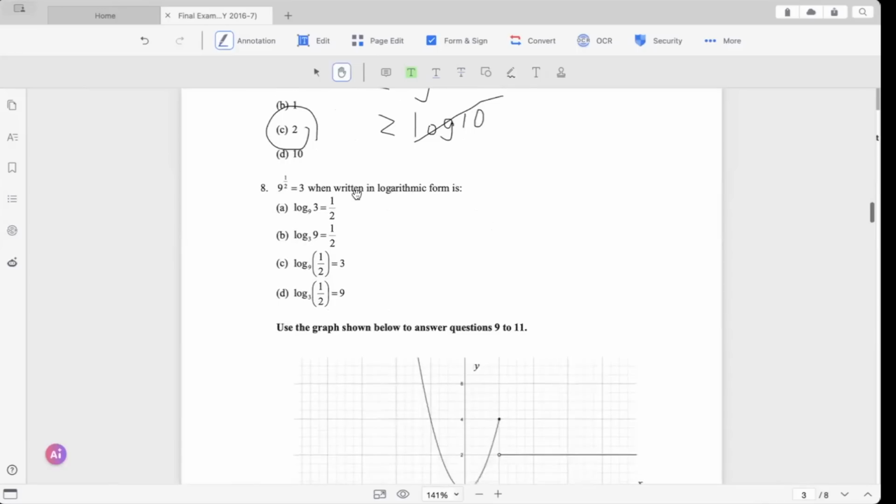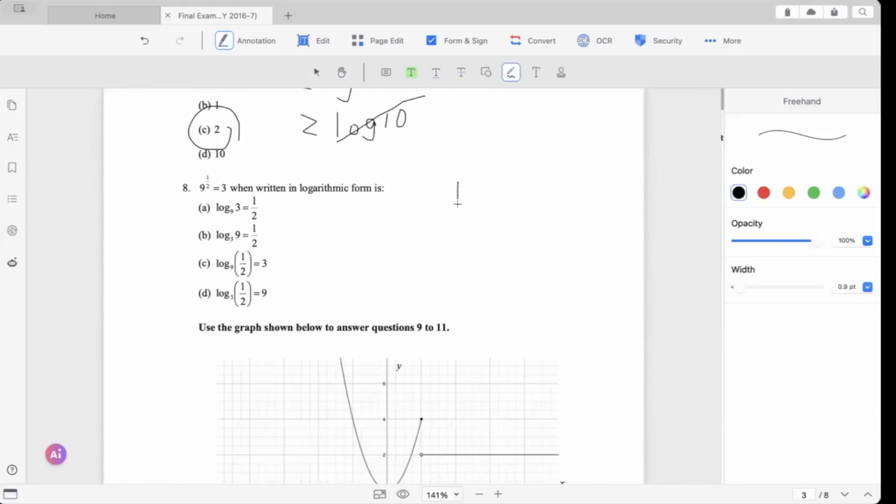This one is saying we need to write it in log form. So we have 9 is the base, a half is the power, and it is equal to 3. To write it in log form, we have the log, and 9 is the base, so we have 9 here. Half is the power, so the power goes over the equal sign, and then the 3 goes beside the log. So if you look, which one looks like what I've just mentioned? So the answer is A.